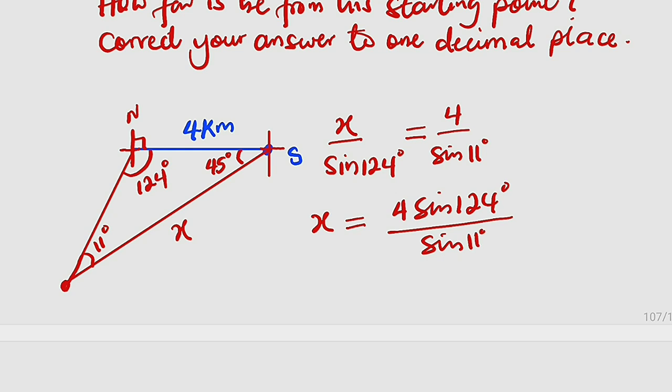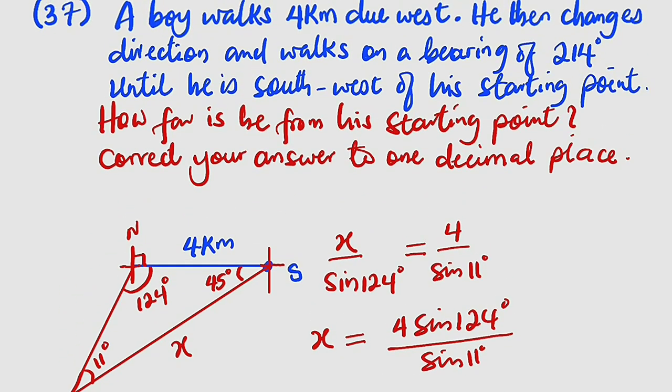Remember, this is just an objective question. Just take your calculator, press 4 multiplied by sine of 124 degrees, press the equals sign, then press the division sign, divide by, then press sine of 11 degrees. That will give us 17.4 kilometers to 1 decimal place. So x is equal to 17.4 kilometers, and this is the solution to this problem.